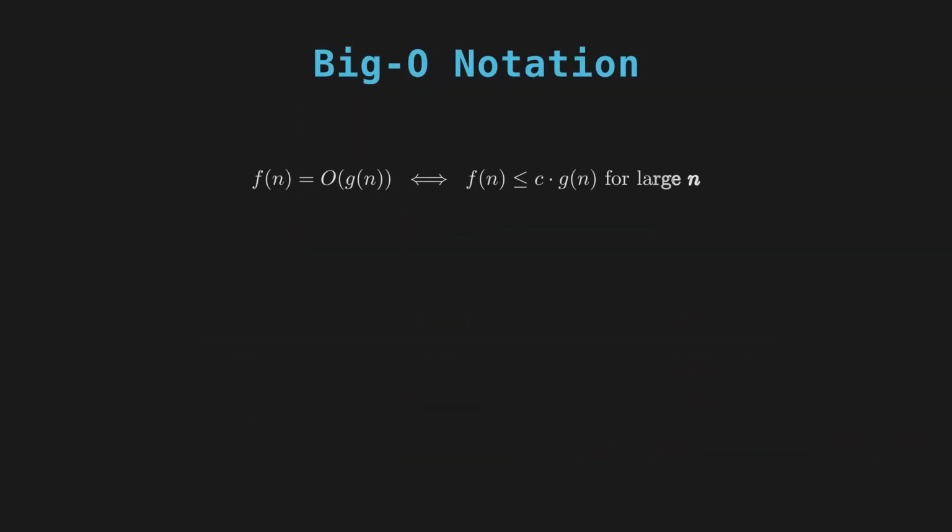It gives you an upper bound on how fast a function grows. When we say f of n is O of n squared, we mean for large enough n, f grows no faster than some constant times n squared.